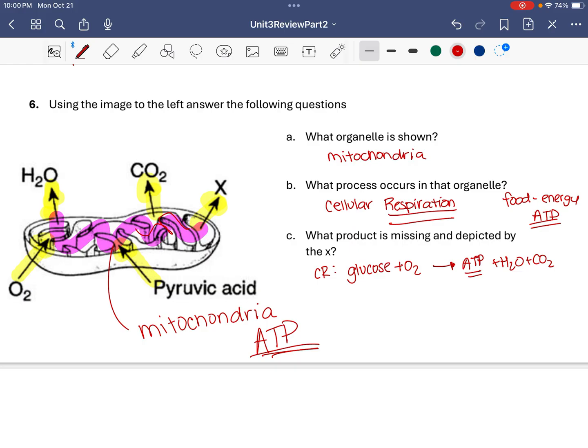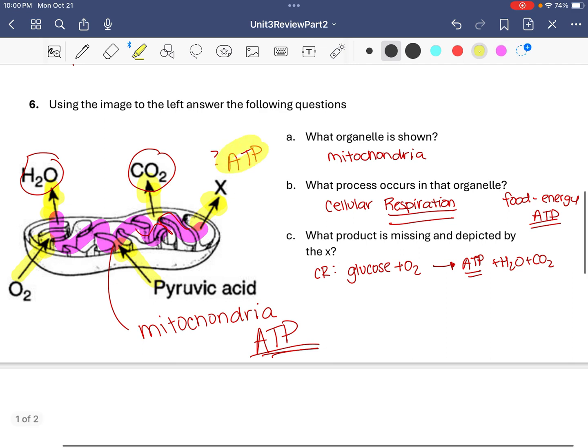So again, glucose is a sugar. So the sugar in our food gets broken down to produce that energy. So we already see water. We already see carbon dioxide. Which one is missing? Here we are missing ATP. That is our main goal from this process.